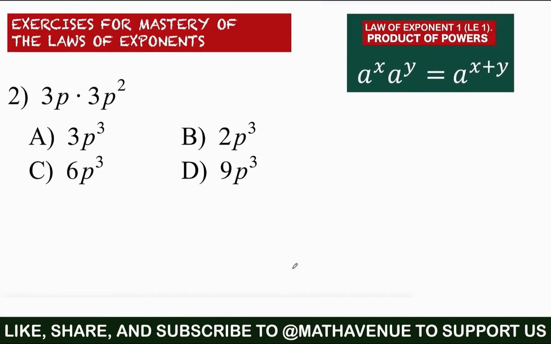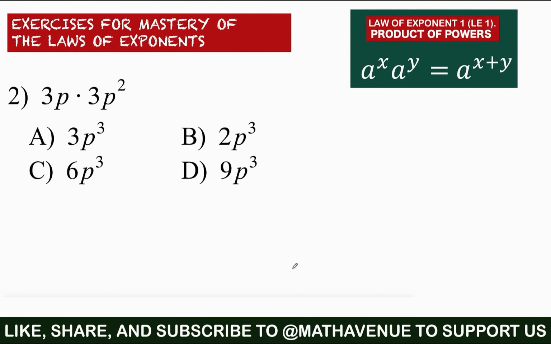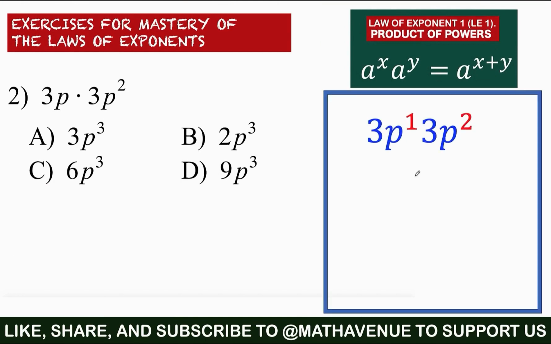Next problem. Again here, we are going to apply law of exponent number 1. So let's copy the problem. Now, when there are implied exponents, sometimes it's good to write them so you can easily see what the exponents are. Then rearrange so that 3 and 3 are together to get 9, and then p raised to 1 plus 2 is 3, so the answer is 9p to the third.